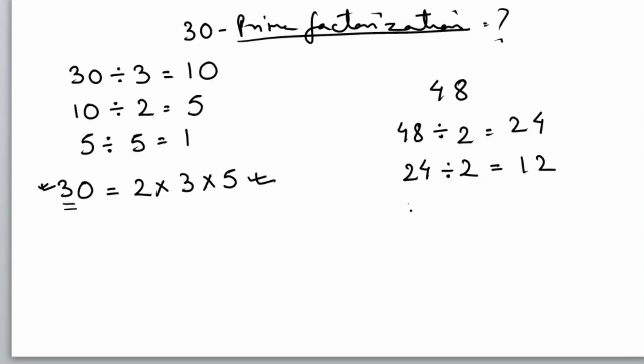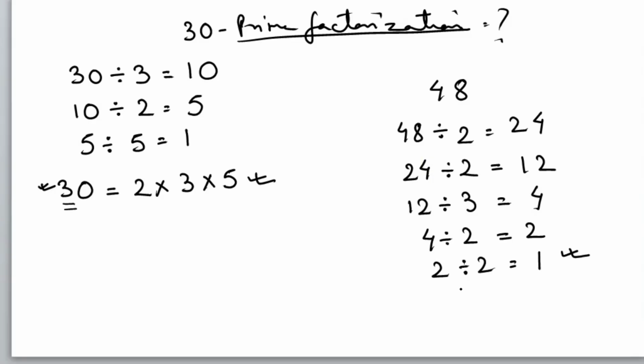Then divide 12 by a prime number, 3, it is 4. Now 4 divided by 2 will be 2. Then 2 will be divided by 2 till 1. We get our quotient 1. Now we have to find the prime factorization. We have to arrange all the prime numbers from least to greatest.